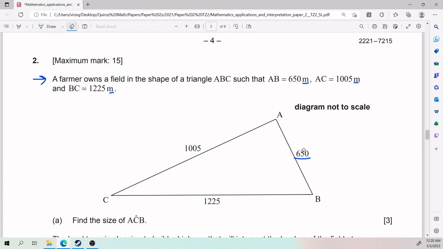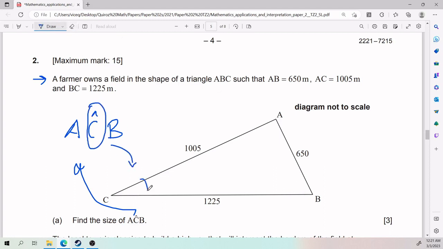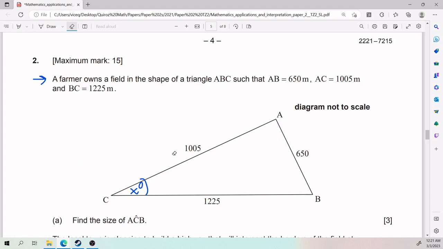And so for part A, they ask us to find the size of ACB. Now, would they write it like this? Find the size of ACB, and they put a little bit of thing on top of the C. That makes reference to an angle, okay? And so that little symbol there is asking us, okay, you need to find this angle here. So we are looking for the angle of C, basically, that is between A and B.